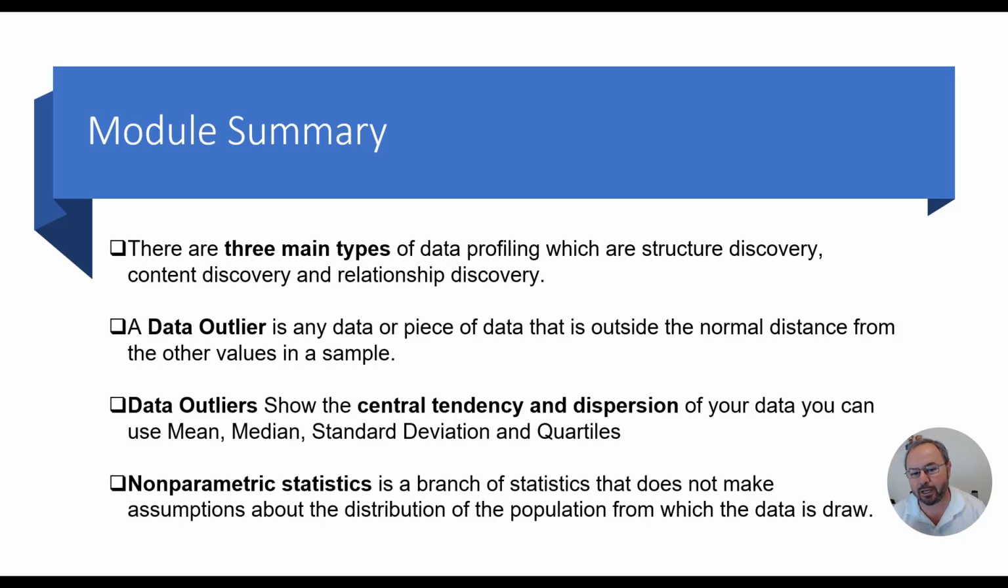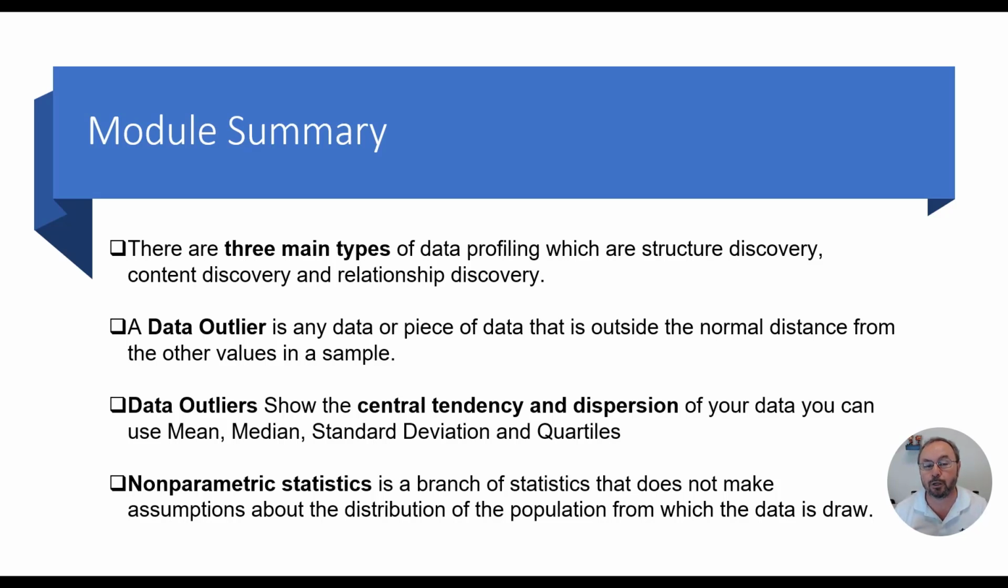There are 3 main types of data profiling. We have structured discovery, content discovery, and relationship discovery. We learned about data outliers, and if we have data that's outside of that determined sample area that we're looking for, then we need to consider that an outlier. So if I have a population that answered, let's say, the survey in a very specific range, and I have anything outside of that range, then that could be considered an outlier.